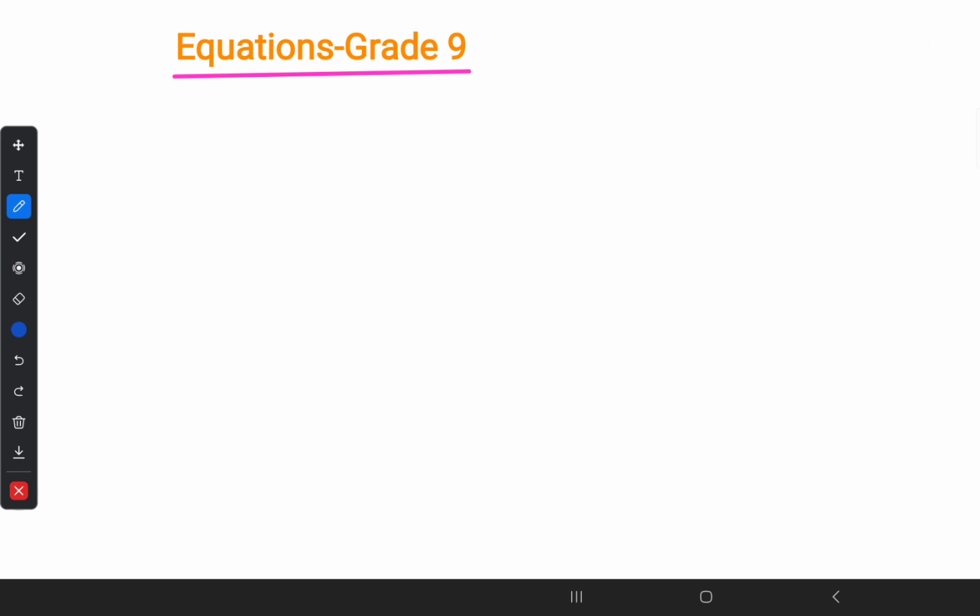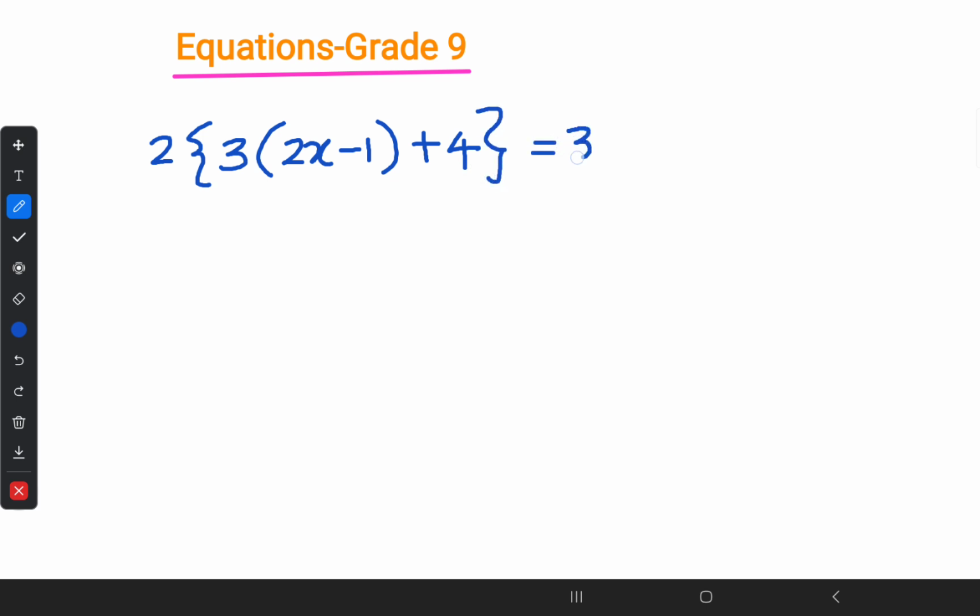So initially this would be the expression we are having: 2 times {3(2x minus 1) plus 4} equals 38. Too many operations, so you have to carefully do them one by one. We will start to do that. Before expanding by using this 2, do the operation inside the curly bracket. Inside the curly bracket, there are many operations, so try to complete those.